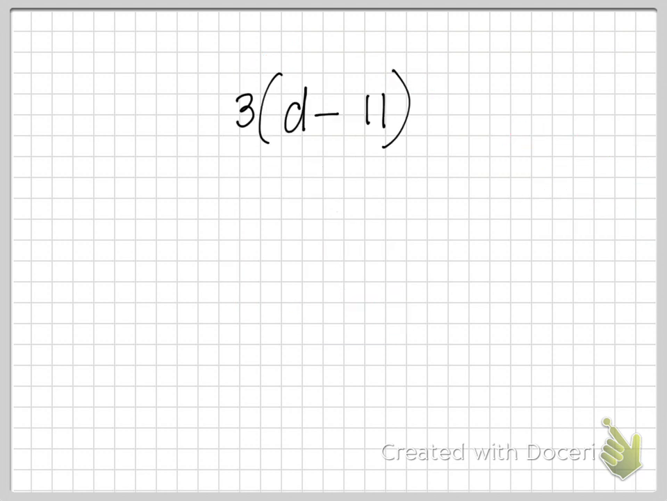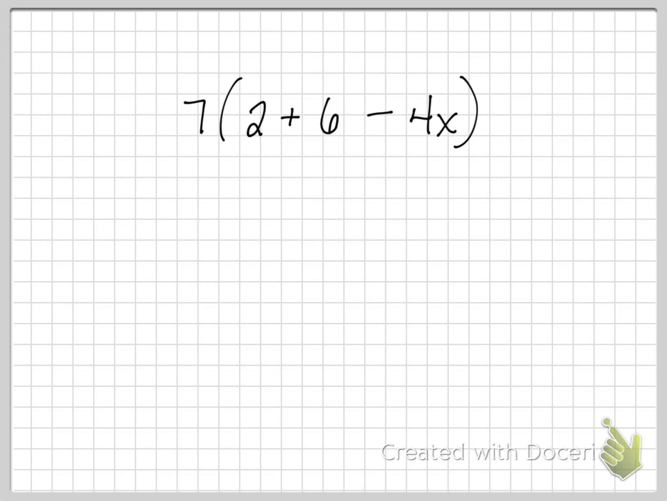Try this one. 3 times the quantity, d minus 11. Distribute. Modibo, what'd you get? 3d minus 3d. Yep, 3d minus, what is it? Okay, 3d minus 33. Very good. Good, and he remembered that this was a subtraction sign, so we put that subtraction sign in the middle. Very good. All right, let's do a couple more.